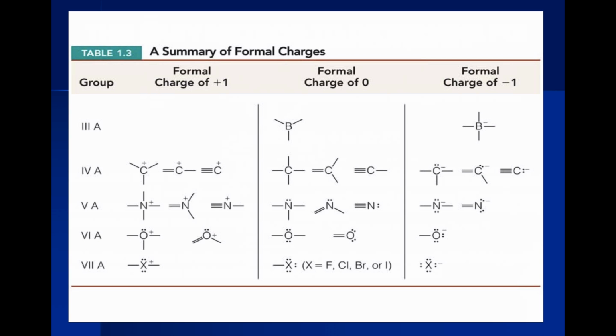Okay? Boron with 3 bonds is 0. Boron with 4 bonds is negative. Oxygen with 2 bonds is neutral. 3 bonds, it's positively charged. 1 bond and all of its lone pairs, it is negative.